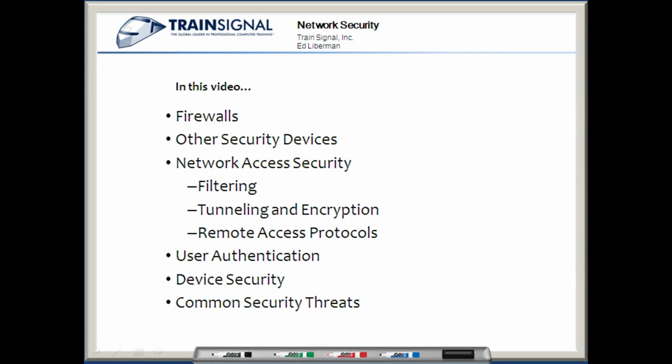So keep in mind that network security is very important. It's a never-ending process of trying to keep up with how to keep your network secure. And in this video, everything that we're going to talk about is pretty much a high-level overview of the basics that you would need to know to be a successful network administrator.